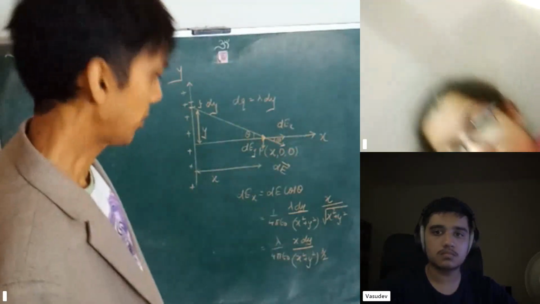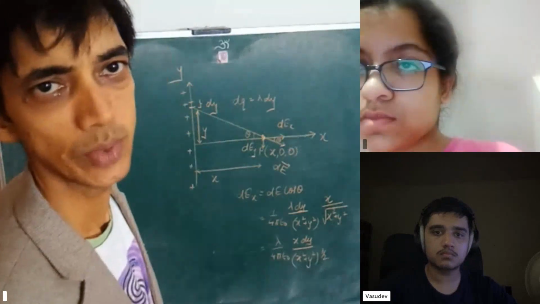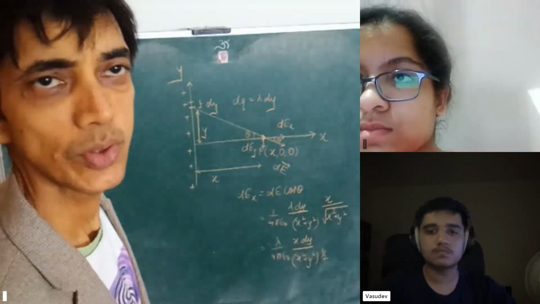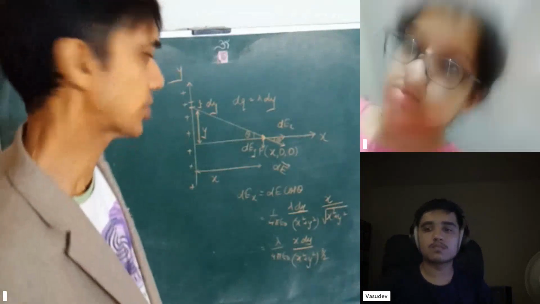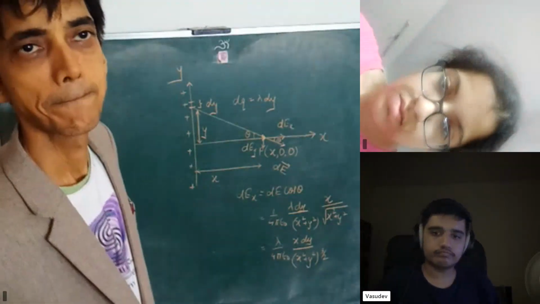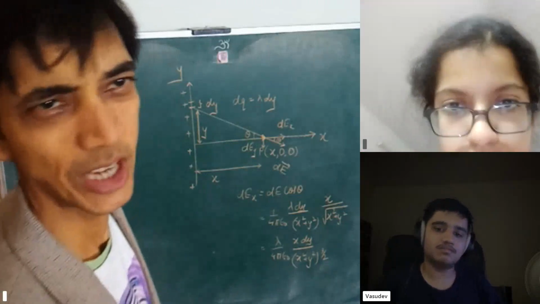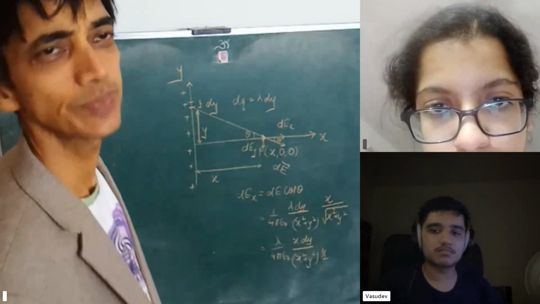Okay? 3 by 2. 1 plus 1 by 2, right? So 3 by 2 is what we are getting here. What next? What shall we do next? We have to go for integration. Of course, we'll have to go for integration.